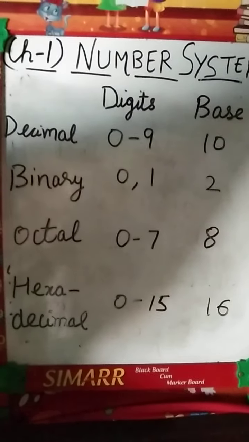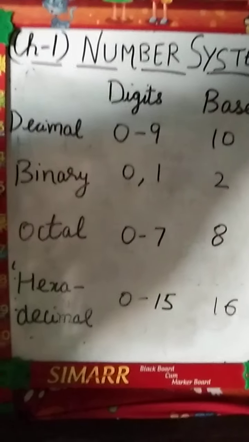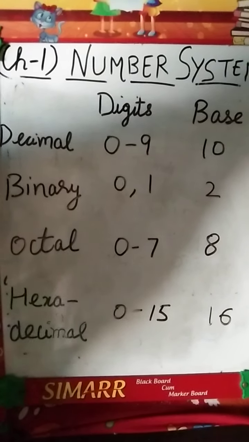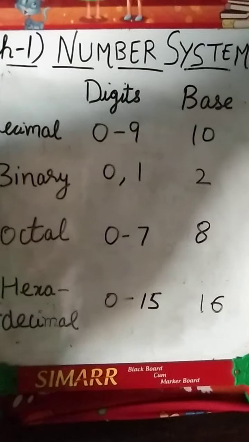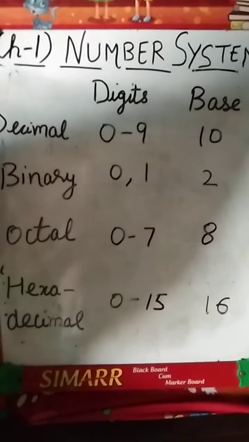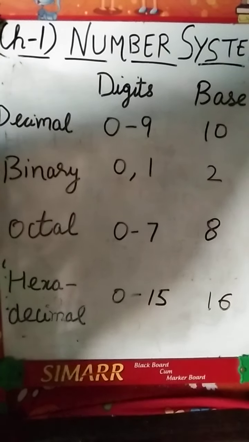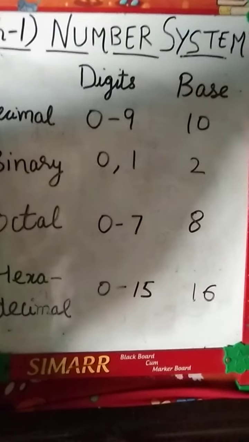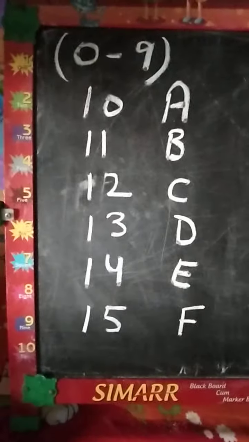Our third type of number system is the octal number system. It contains digits from 0 to 7 and its base is 8. Our last type of number system is the hexadecimal number system. It contains digits from 0 to 15 and its base is 16.